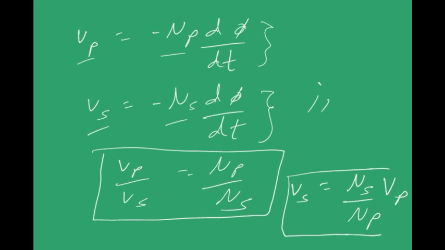If the number of turns of second coil are more than first, the voltage will be increased, right? And that is called as a step up transformer. You are increasing the voltage. If the number of turns of secondary coil is less than the primary coil, then the voltage will be reduced. That is called as step down transformer.